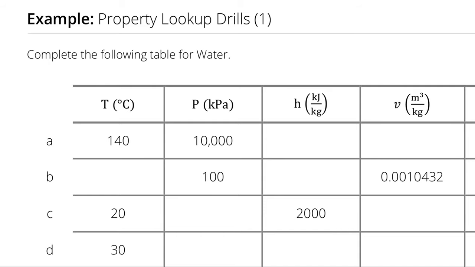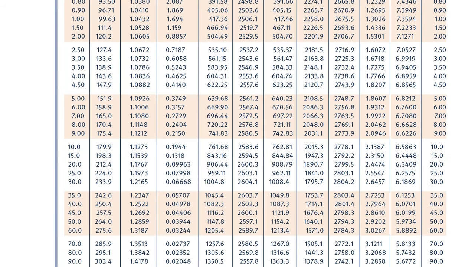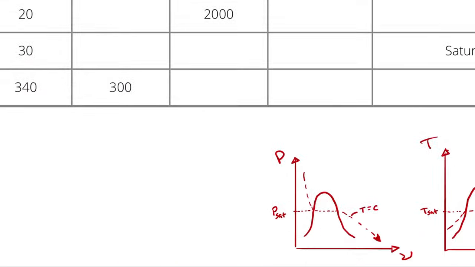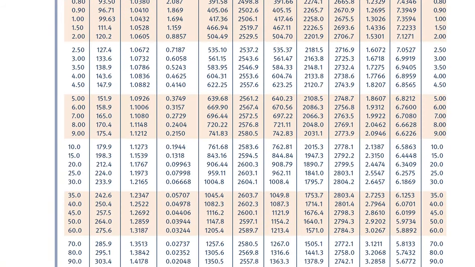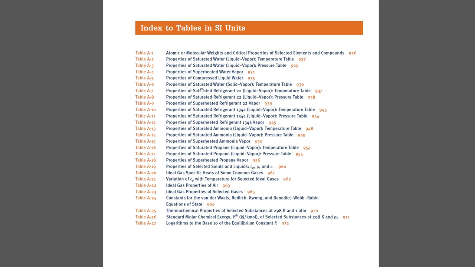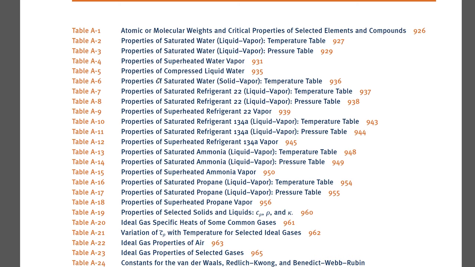The temperature 140 is below the saturation temperature of 311.1, which means that the water has not yet boiled. The only way that we can be less than TSAT on this TV diagram is to be to the left of the dome, which is our compressed liquid region. In either case, we conclude that the phase is a compressed liquid, so we can jump into our compressed liquid property tables, which is table A5.